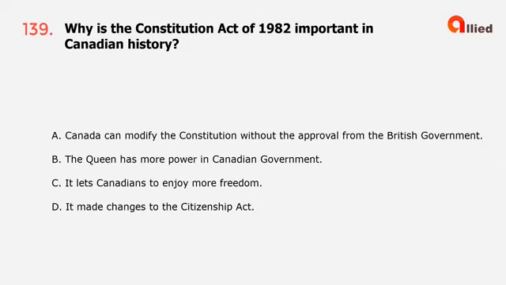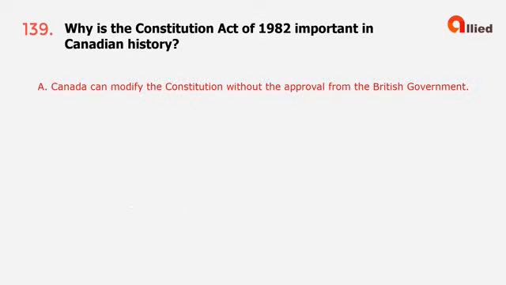Question 139. Why is the Constitution Act of 1982 important in Canadian history? A. Canada can modify the Constitution without the approval from the British government. B. The Queen has more power in Canadian government. C. It lets Canadians enjoy more freedom. D. It made changes to the Citizenship Act. The answer is A. Canada can modify the Constitution without the approval from the British government.